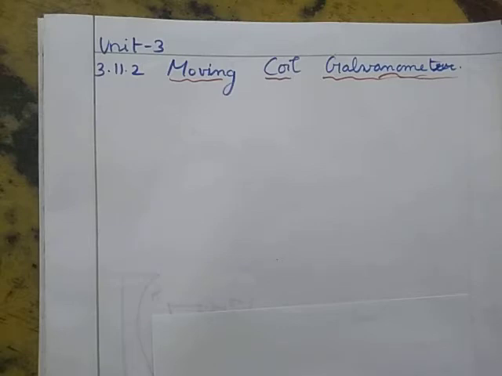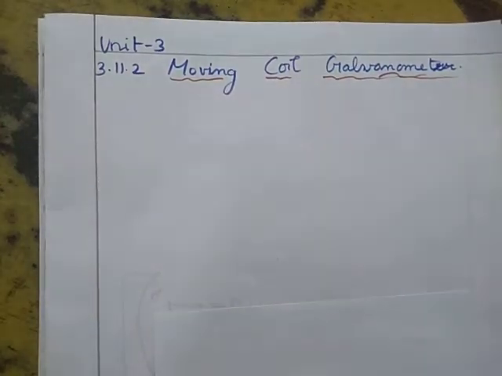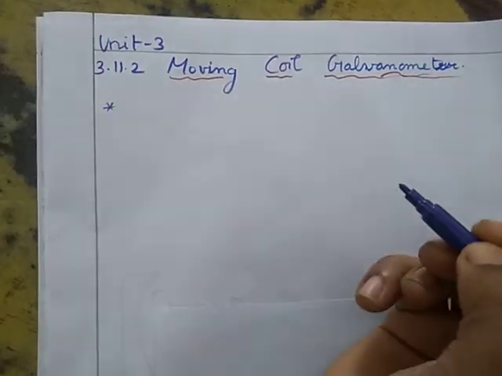Here in this video, let me see a device that is used to detect the current flow in the circuit, and also we can find the direction of the current. That device is known as moving coil galvanometer. Using this device we can indicate the current in the circuit.